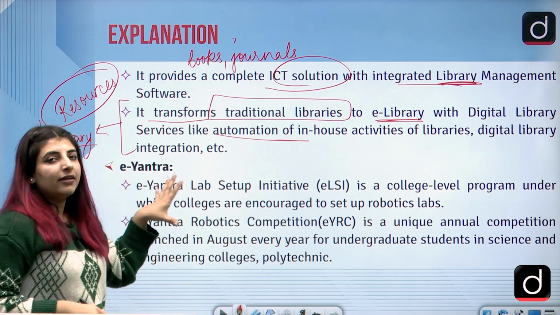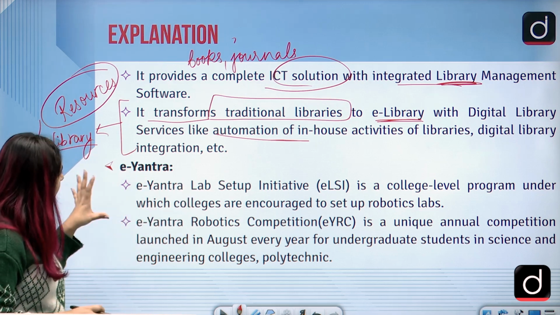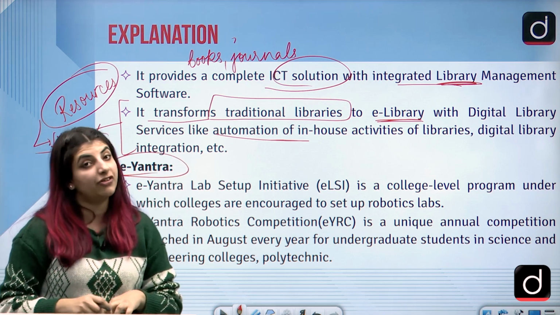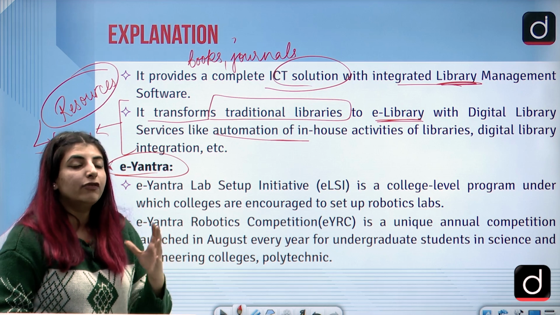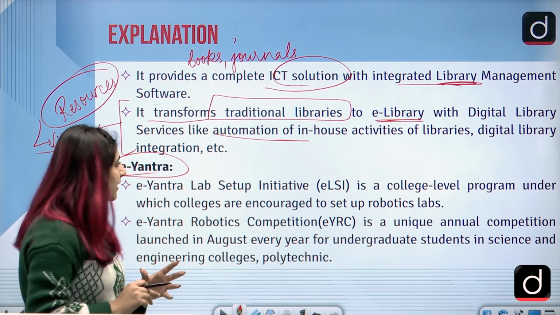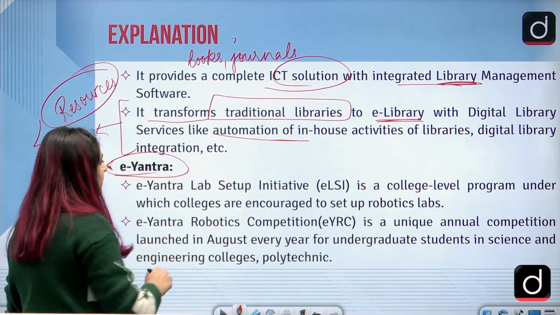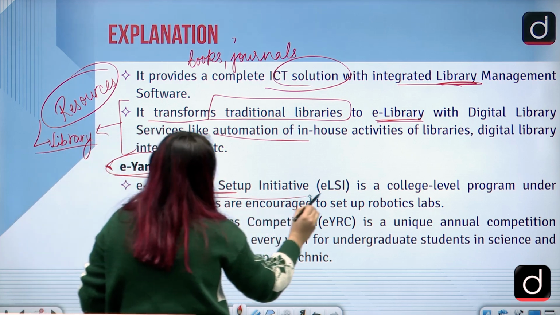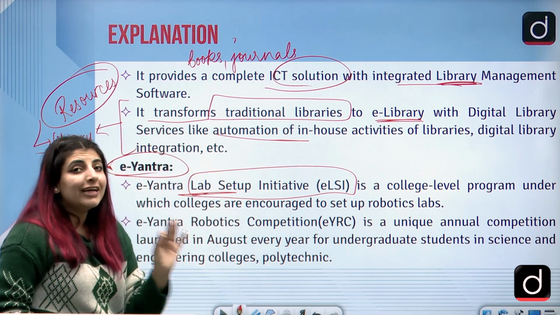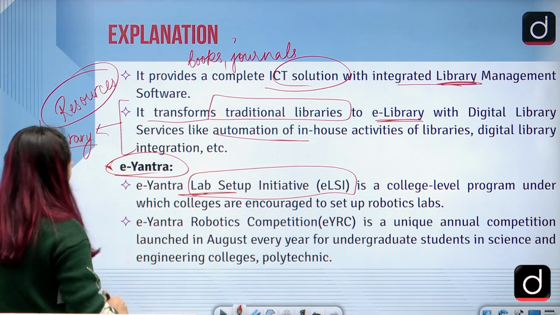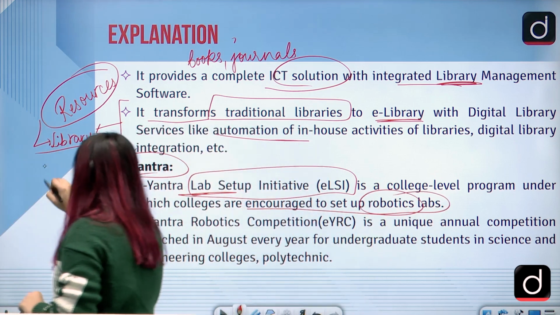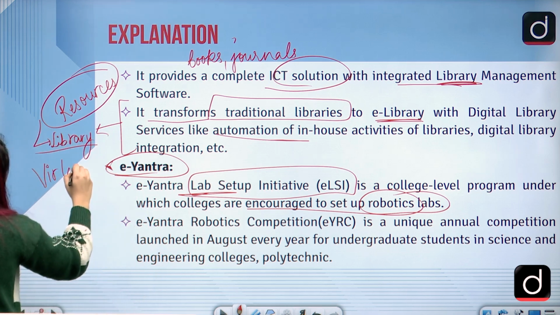The next statement that we have here is the scheme e-Yantra. I have emphasized a lot, and a question has been asked about what kind of government scheme focuses on robotics education, correct? So e-Yantra is the one, and the e-Yantra Lab Setup Initiative, known as ELSI, is a college level program under which colleges are encouraged to set up robotics labs. So these are different labs than the virtual labs.